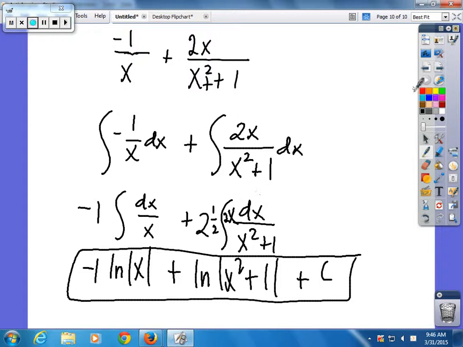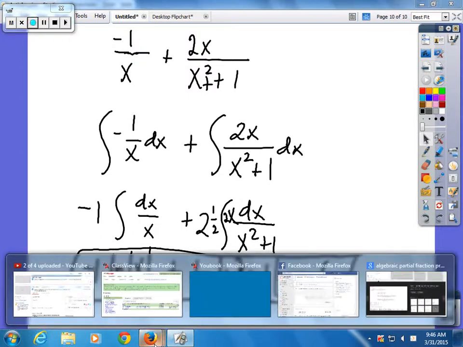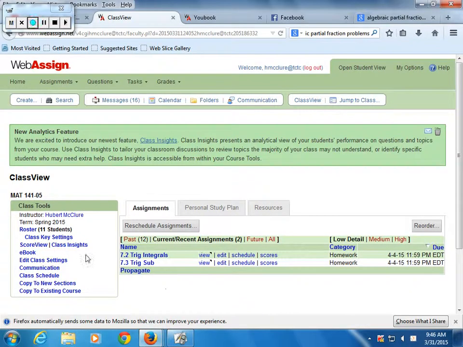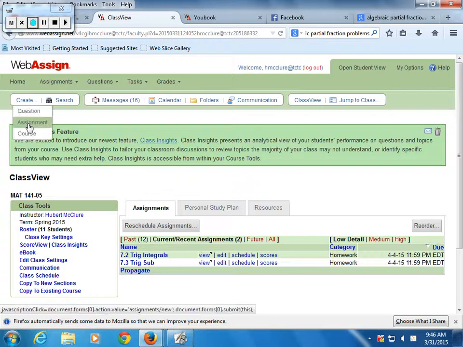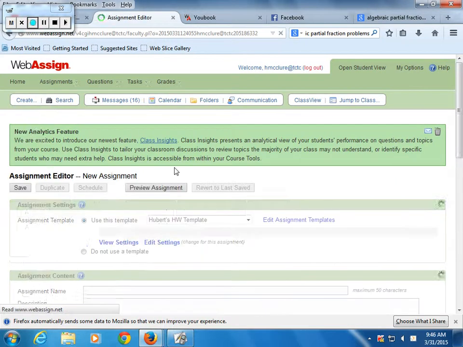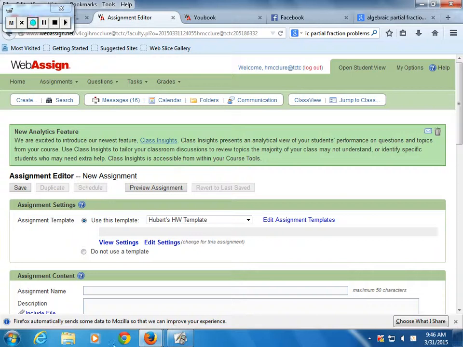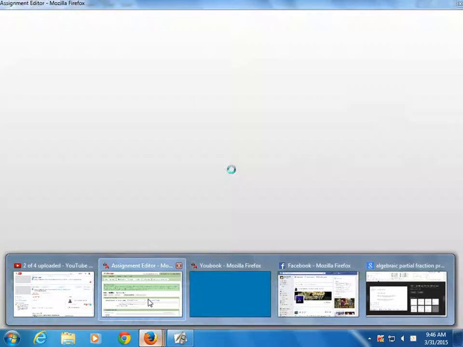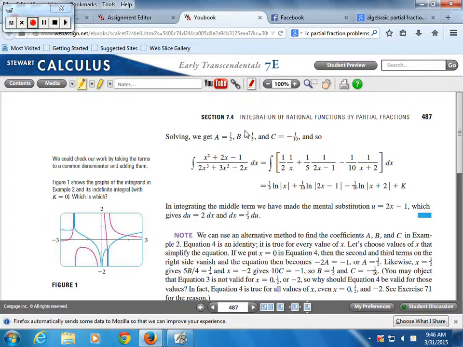So let's go to your handy dandy homework. And since y'all know how to do this, we'll pile it on. I'll put about 50 problems on there. You're welcome. What section is this? Somebody tell me. Oh, 7.4.